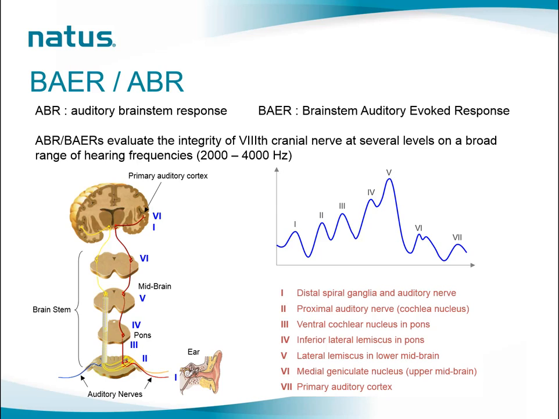And there are 7 peaks that are defined, which all will give information about the transmission of the information from the auditory nerve, which is the first peak, up to the auditory cortex, which is the waveform number 7.